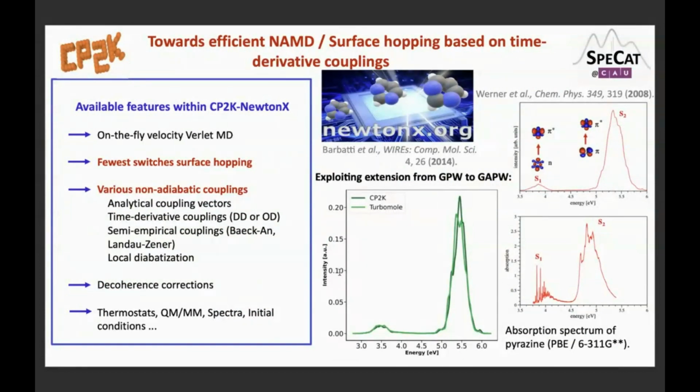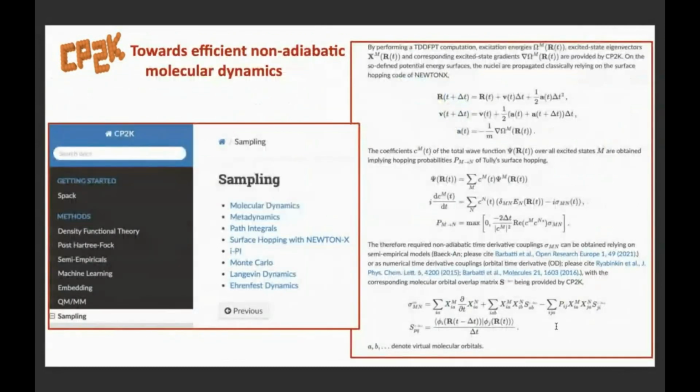how you can actually perform such calculations to obtain, for example, a broadened absorption spectrum as shown here for pyrocene. Here we exploited the extension that we now have from going from GPW to GAPW to perform an all-electron computation, to compare CP2K with the molecular quantum chemistry code Molpro. For pyrocene, we get a good comparison with respect to the work of Mitrich and also with experimental data. You can have a look at this tutorial.